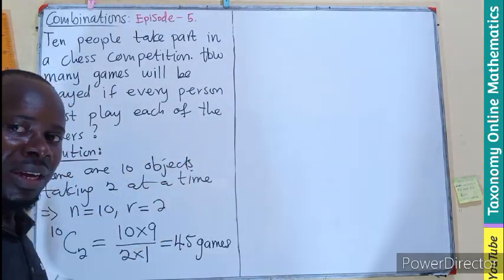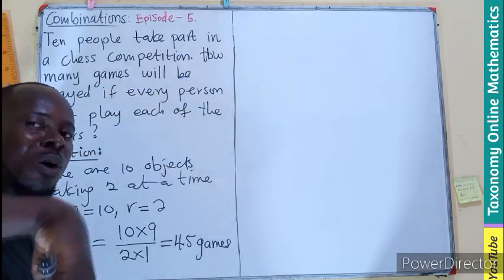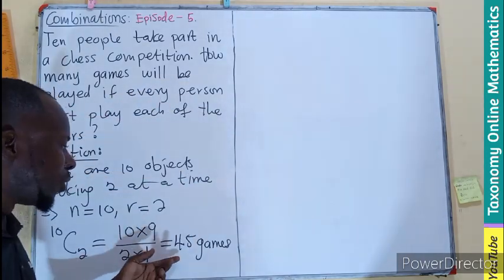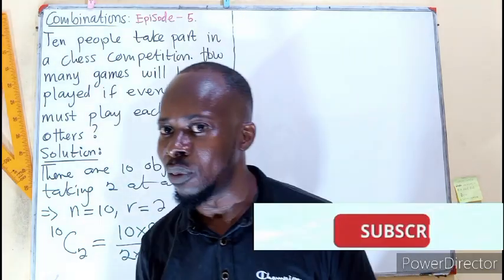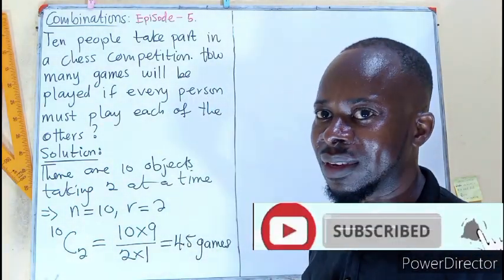So first person, in that order, when you are combining them, if they are all playing themselves, they'll be doing that in 45 different games before the winner will be selected. I guess the concept is clear.